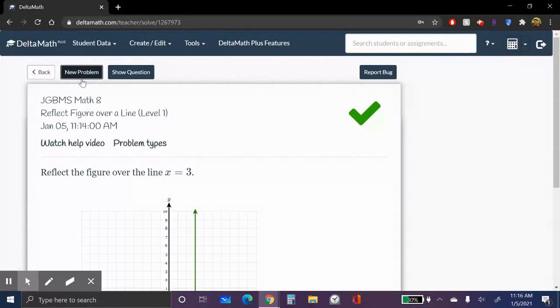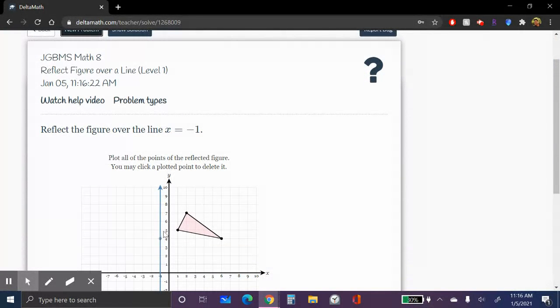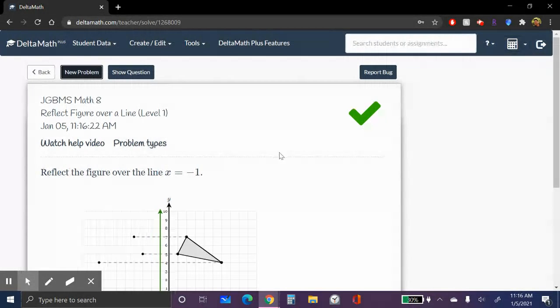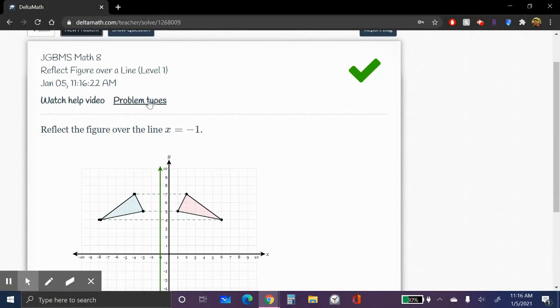All right, next problem. Over this line. So here's our line of reflection. This goes right 2, that means this goes left 2. This goes right 3, that means it's going to go left 3. This one, let's see, start from here. 1, 2, 3, 4, 5, 6, 7 on each side. There we go. Let's see if that works. Submit. Yes, and there it is. Beautiful reflection.